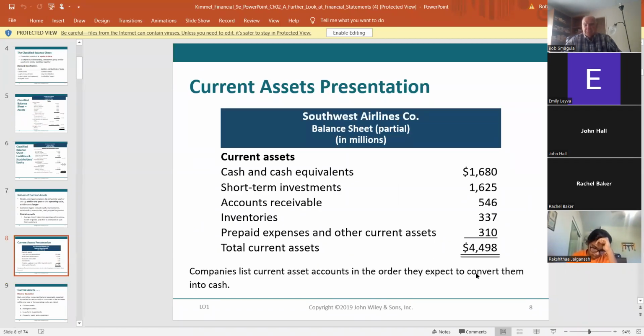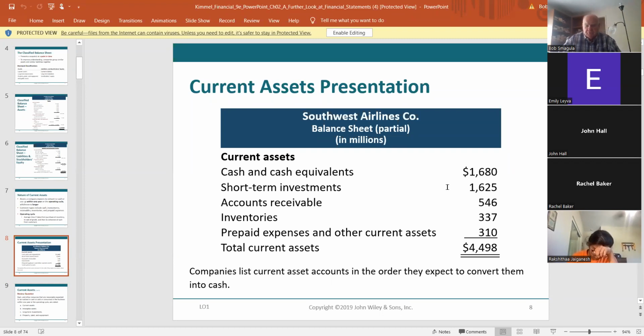Current assets, again, we're starting to understand what they are, and they're just showing you the presentation on the balance sheet. These are real numbers. These numbers are in millions, and these are actual numbers for Southwest Airlines. I'm sure some of us have flown Southwest Airlines. So that number 1680 translates to 1 billion with a B, $1,680 million. That's a nice bank account.